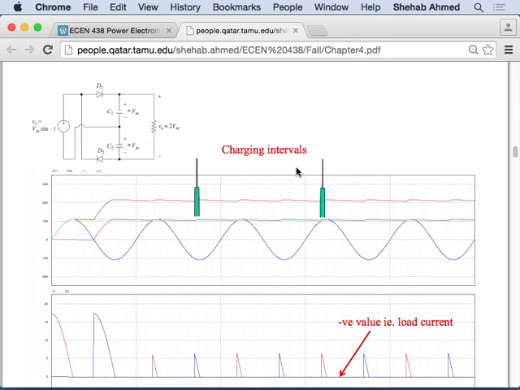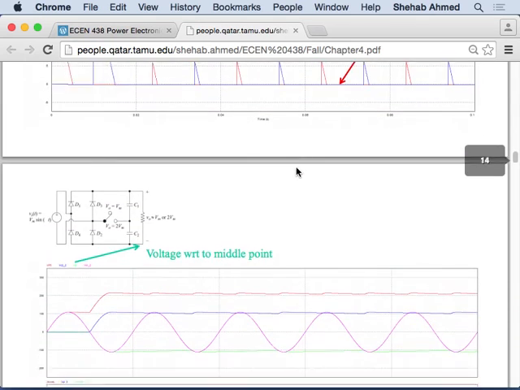You will not be able to charge one. If you're not able to charge one, then you try to charge the other, and by the time you try to charge the top one again, the bottom one is discharged, and you will never be able to maintain the output voltage at all, right? So this is one doubler circuit.